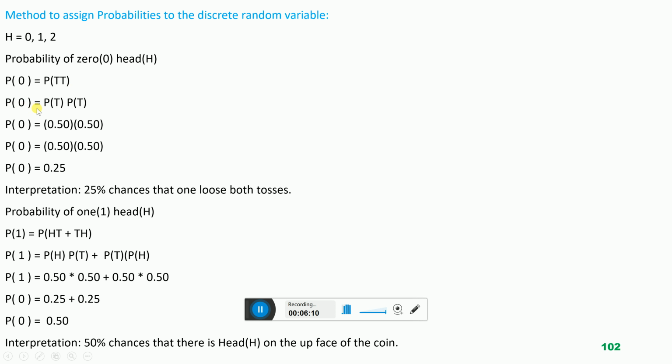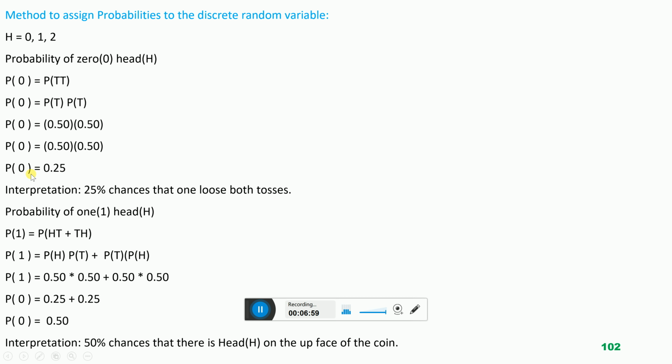So probability of zero heads is equal to probability of tail multiplied by probability of tail. We know that when we toss a coin, both outcomes, head and tail, are possible. Each outcome carries 50% chances, 0.50. We studied this in the previous lessons. Probability of tail is 0.50 and probability of tail is again 0.50. So probability of 0 is equal to 0.50 multiplied by 0.50, and probability of 0 is equal to 0.25.